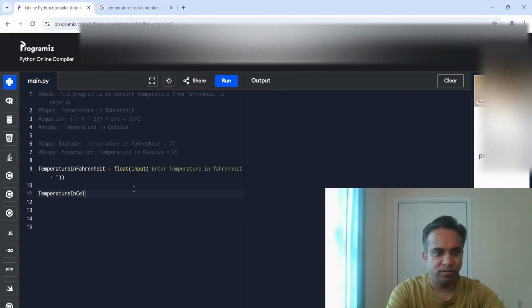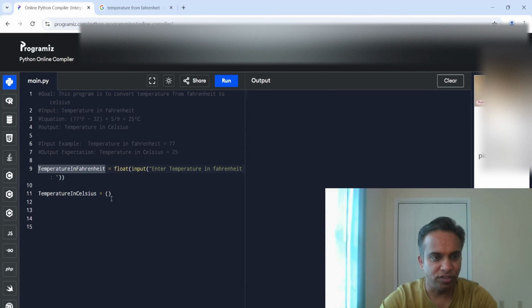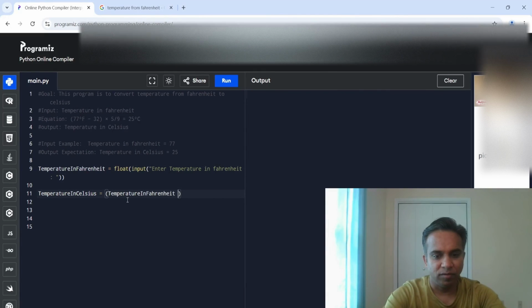Then we are going to convert into Celsius. Temperature in Celsius equal to, then we have the equation. So first we are going to get the temperature minus 32, multiply by 5 by 9, and this is the output that we are going to print.